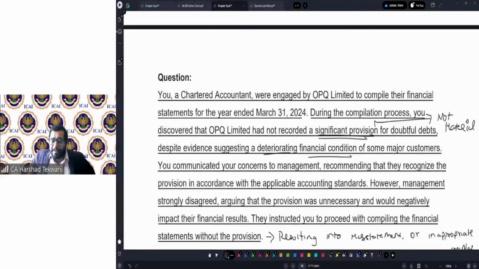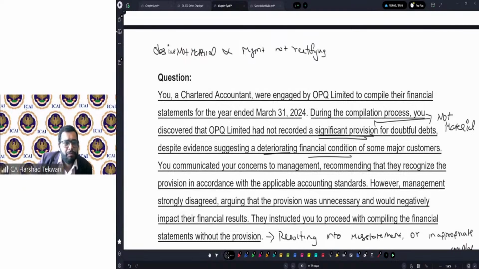Still asked to rectify, okay. Let's say management is not agreeing to rectify. So for the time being, understand, the observation is not material, and management is not rectifying. What will you do? Very good, Rakesh. So what will you do in this scenario? Come on, guys. What will you do in this scenario? Come on, guys, quickly.